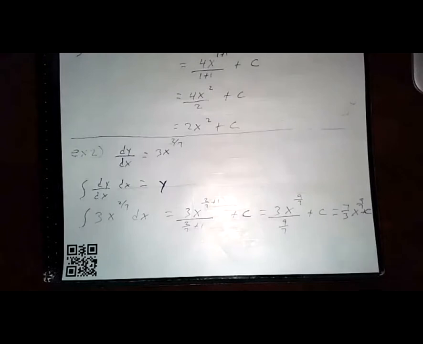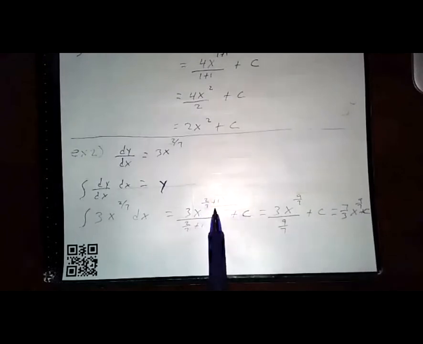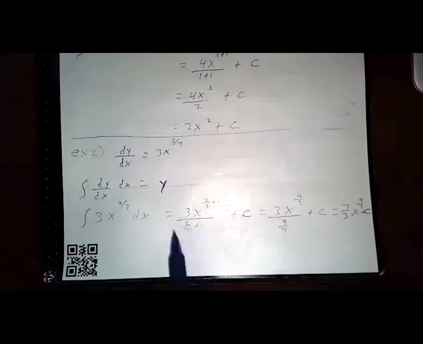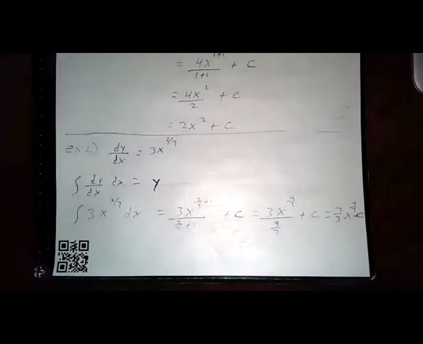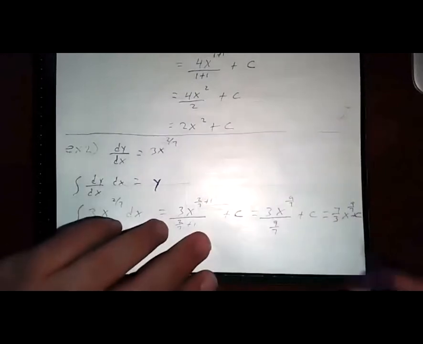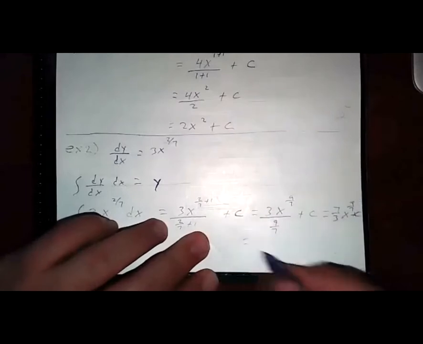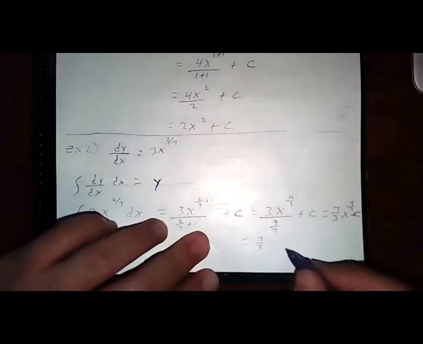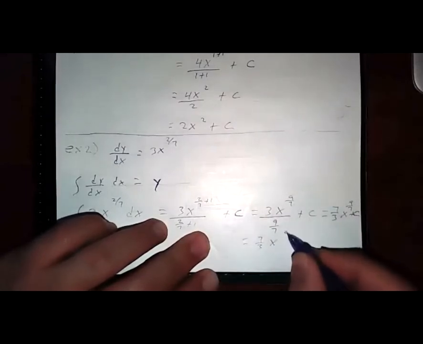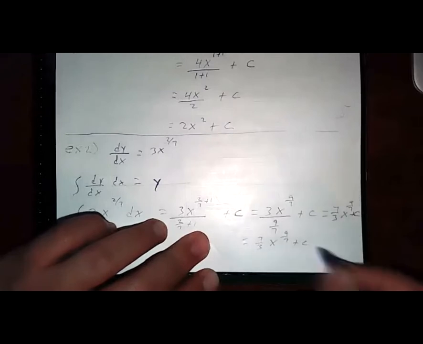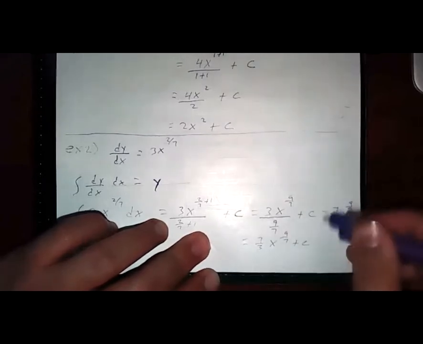Anyway, you see what we're doing. What we're doing is adding 1 to the power and putting that same thing down here. Just do not forget the c. C is some constant. And is that 7 over 3 on the far right, or is that 9 over 3? Let's see if I can put it down here instead. It'll be 7/3 x to the 9/7 plus c. That's what that says here.